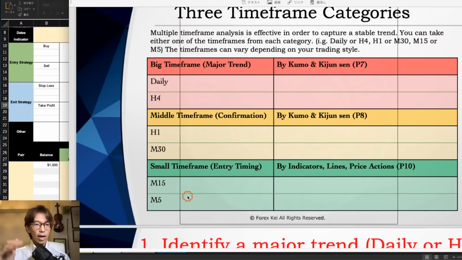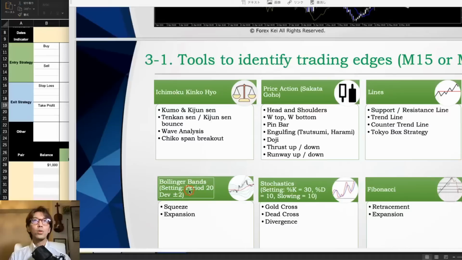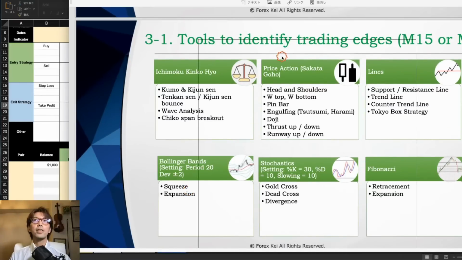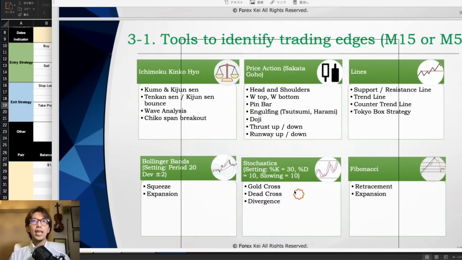to see exactly where I would take a buy, by confirming the trend and looking for the entry timings, buy or sell. We are focusing on the tools to identify trading edges on page 10 of this KTS, and we're gonna focus on this stochastics, gold cross, dead cross. I'm gonna talk about these gold cross and dead cross today.